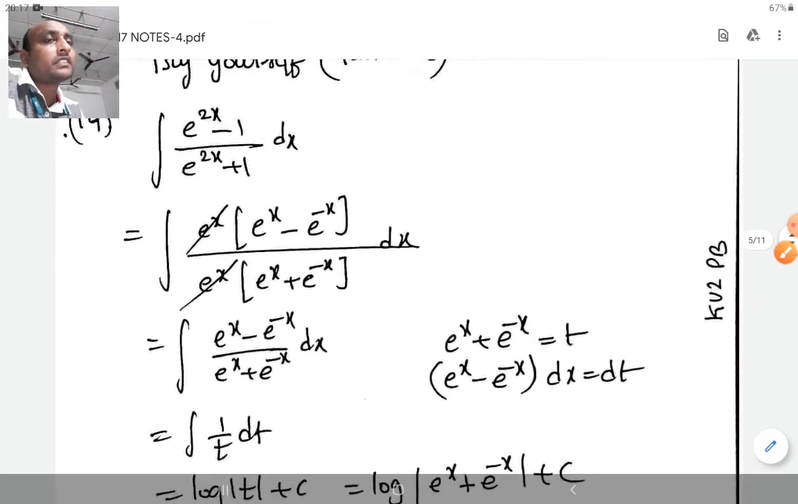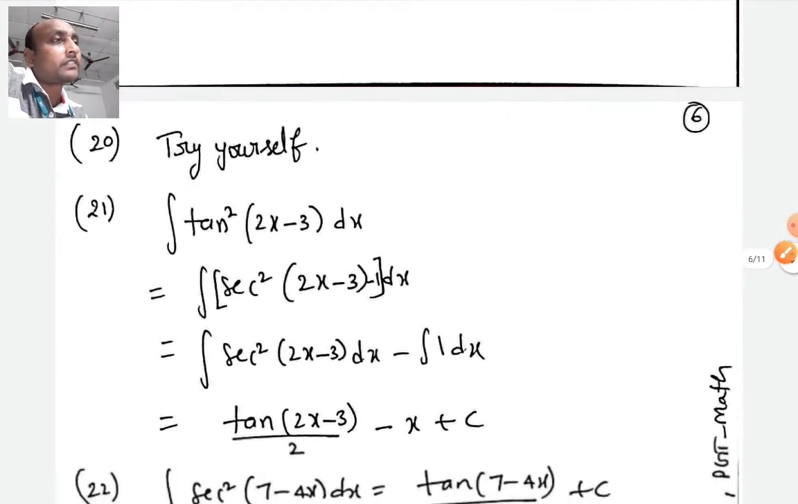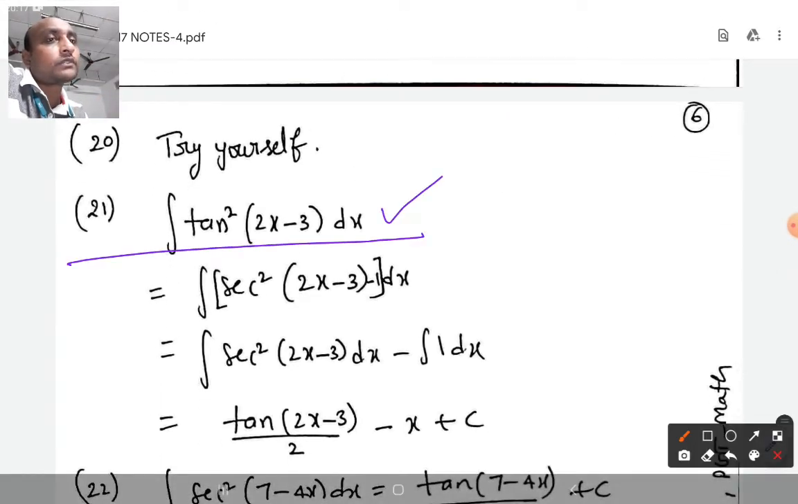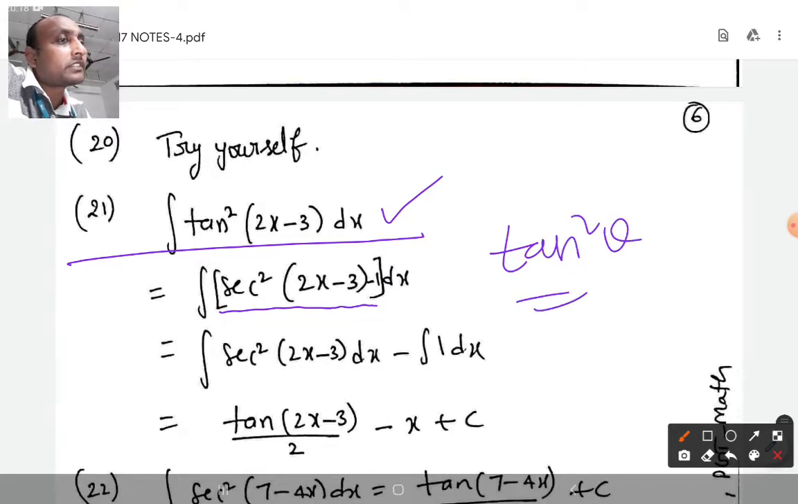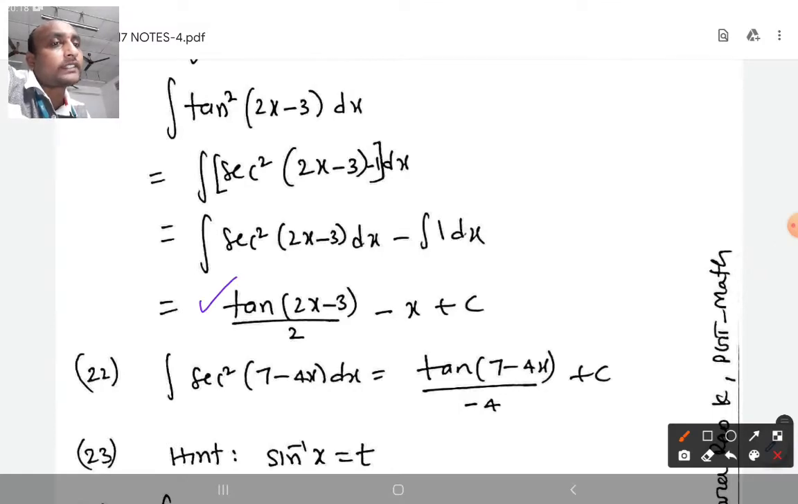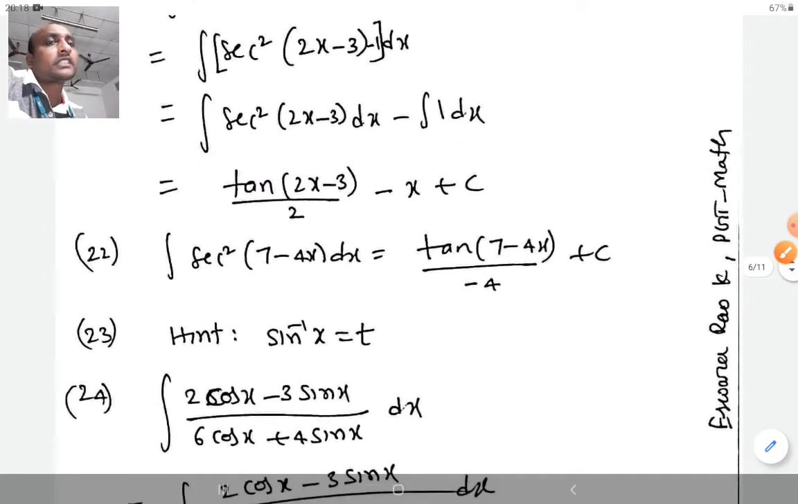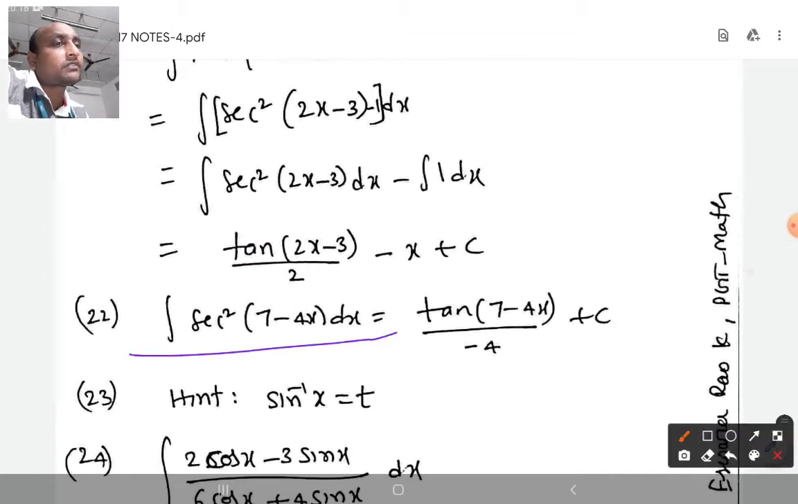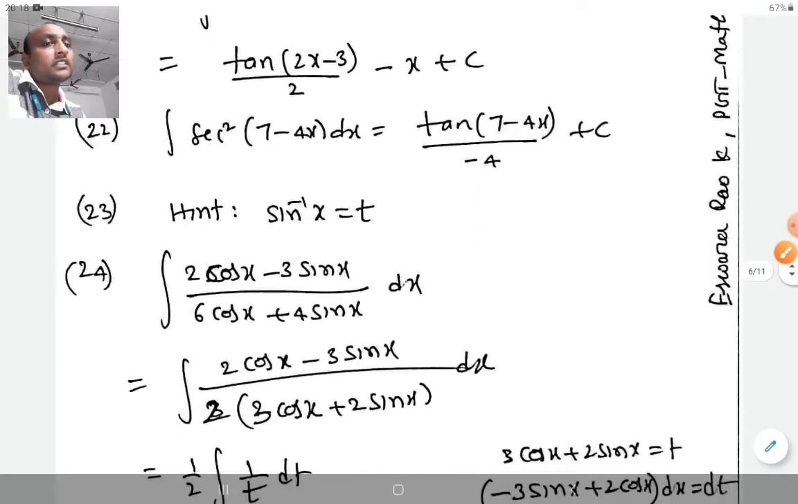Next question, 21st question, tan square of 2x minus 3. First write it using the identity secant square 2x minus 3 minus 1, because tan square theta is equal to secant square theta minus 1, you can apply. Then the integration of secant square is tan 2x minus 3 by the 2x coefficient, minus x integration plus c. Then what next? This is easy. Secant square 7 minus 4x is tan 7 minus 4x by minus 4 plus c. The x coefficient is divided.